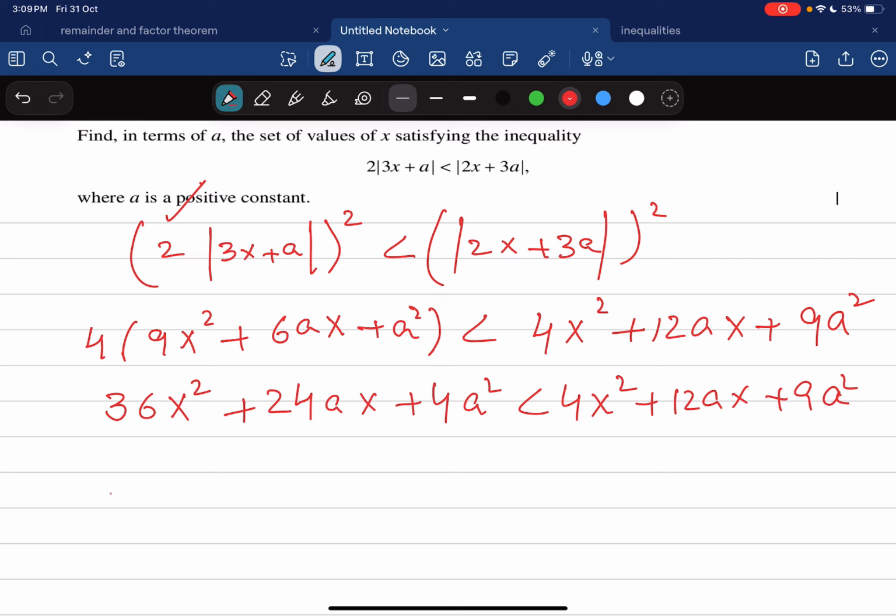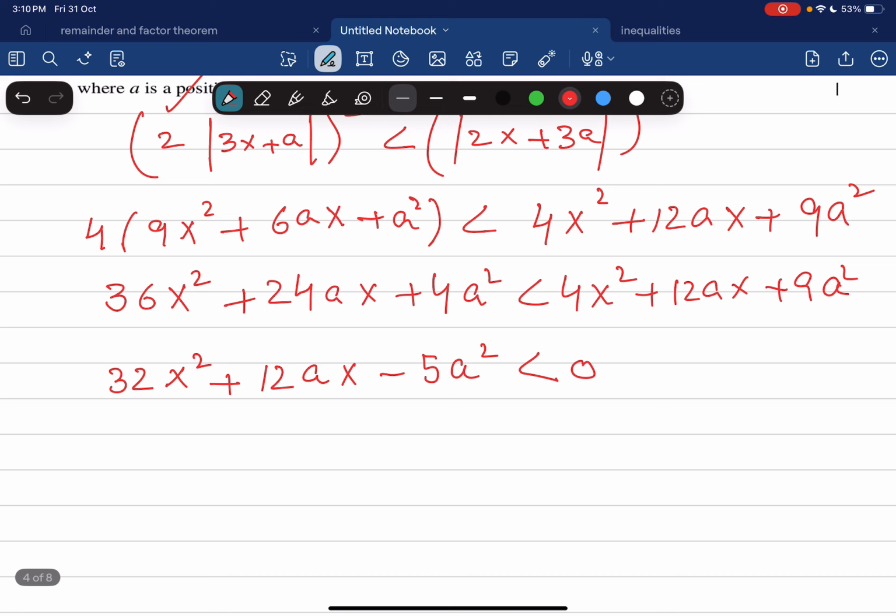(3x − 4)(... ) 32x² − 12ax ... 4a² − 9a² − 5a² is less than 0. 32, 5s down.